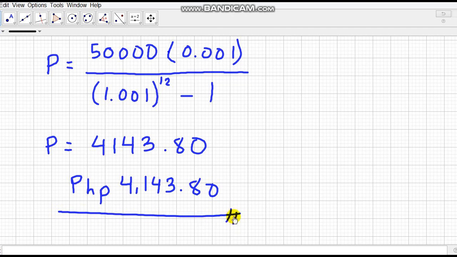So that's how we compute for the regular payments of a future value or present value of either ordinary annuity and annuity due. So I hope you guys learned a lot today.